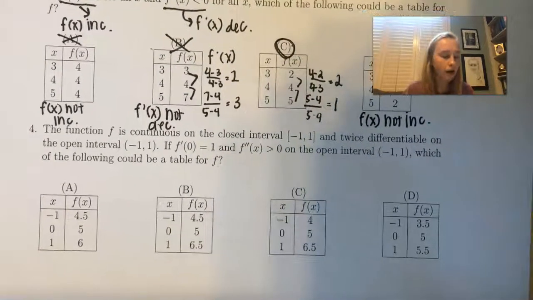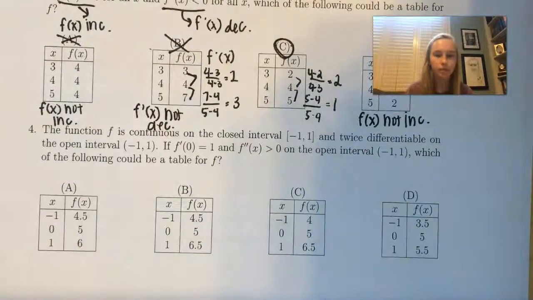Cool. All right, number 4. We know that the function is continuous on a closed interval. It's twice differentiable. We know that f prime of 0 equals 1 and that f double prime is always positive. So we need to figure out which of these tables matches that description.